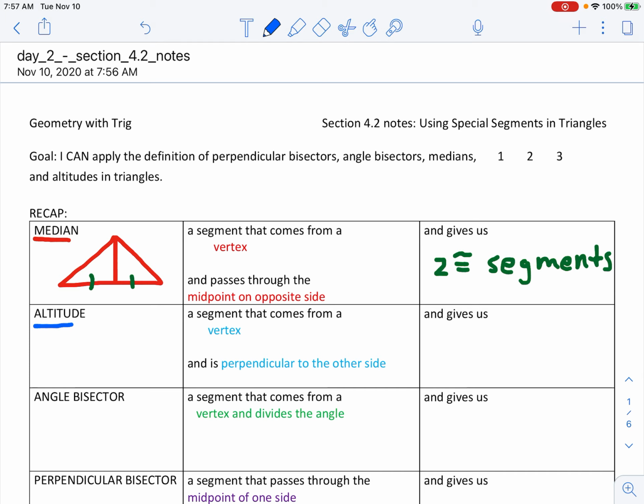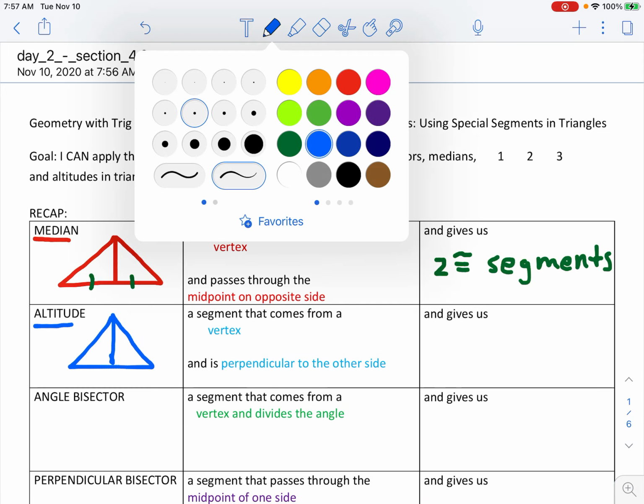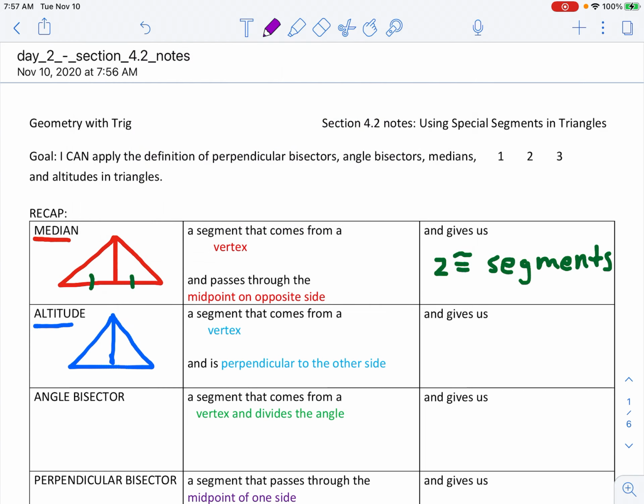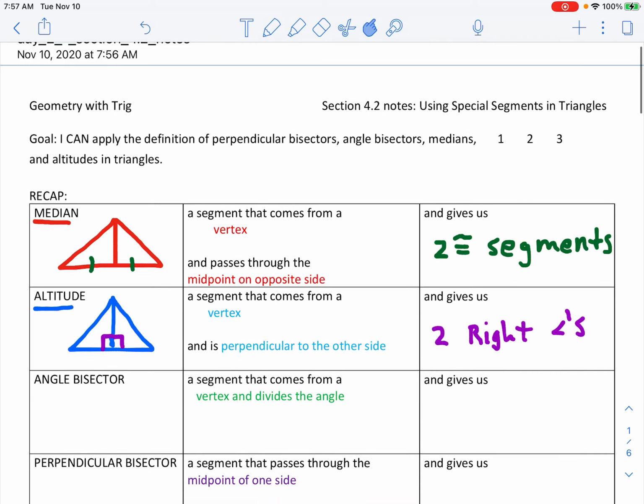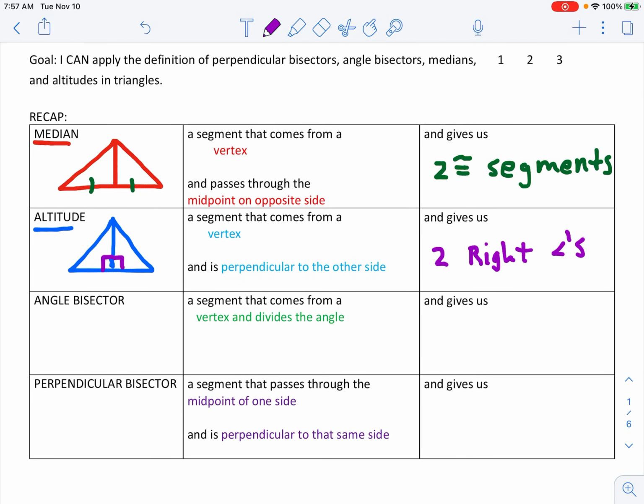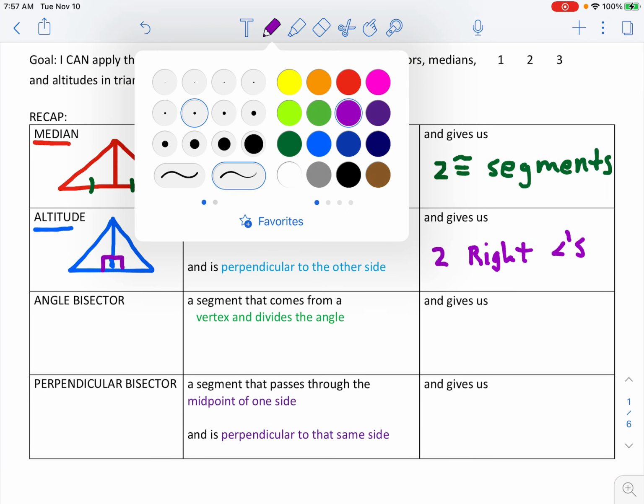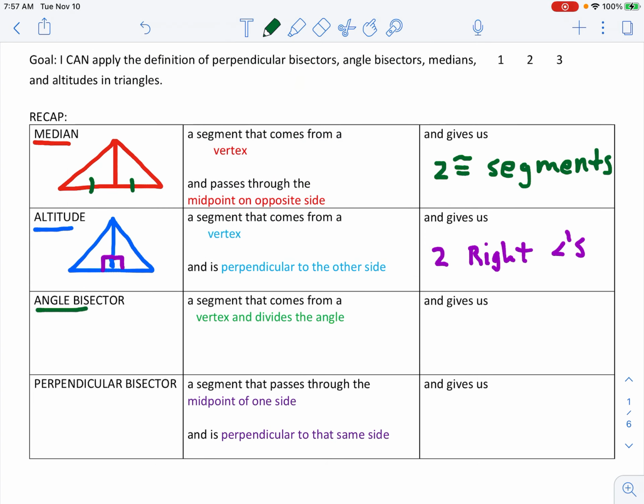Altitude is next. An altitude is a segment that comes down from the vertex. Remember, the altitude is perpendicular. So what does perpendicular mean? Well, it means it's going to form 90-degree angles. So we're going to form two right angles. Remember, right means 90 degrees. All right, let's keep going. So if they give us altitude, we'll think 90 degrees.